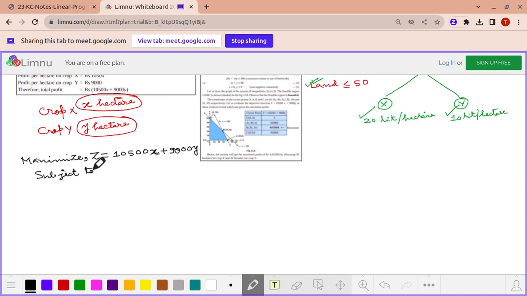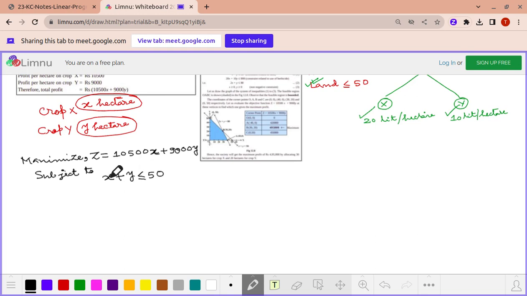What is the first constraint? The first constraint is the land constraint. X plus y, because the total usage of the land for crop X and Y is x plus y, and total land is 50 hectares, so x plus y is less than or equal to 50.